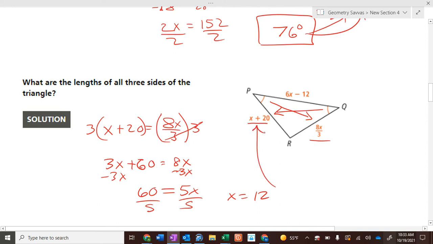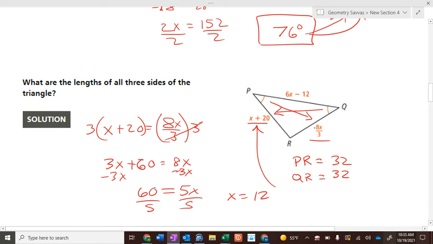So 60 equals 5x, divide by 5, x equals 12. So if x equals 12, how long is PR? 32. How long is QR? 32. Oh, wait, no, just kidding. Wait, no, it is 32. No. Why wouldn't it be 32, Ella? Oh, wait, QR. I thought it was PQ. Yeah, 32. Because if this is 32, this better be 32, or we went up the creek without a paddle. That's so funny.